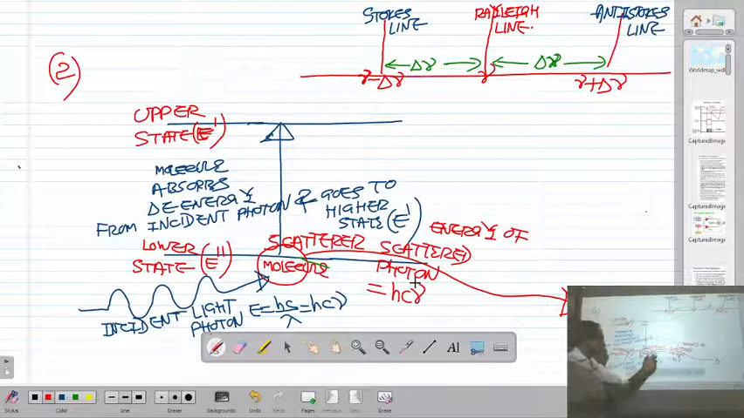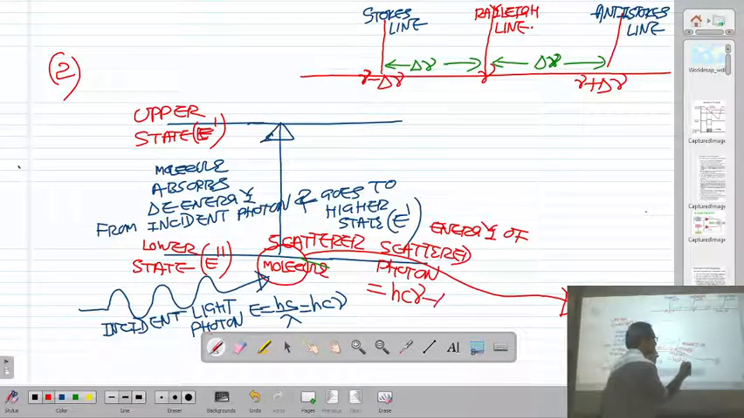Now, out of the energy hc/λ or hν, this scattered molecule absorbs ΔE energy from the energy hν and goes from lower state to upper state. So this incident light photon loses the energy ΔE because the ΔE energy is absorbed by the scattered molecule and it goes from lower state to upper state. So energy of the scattered photon will be hν minus ΔE.